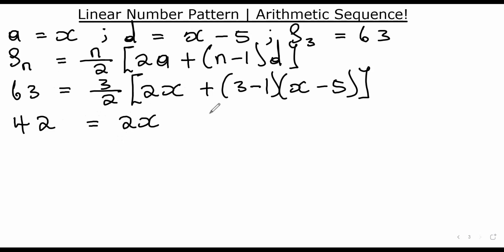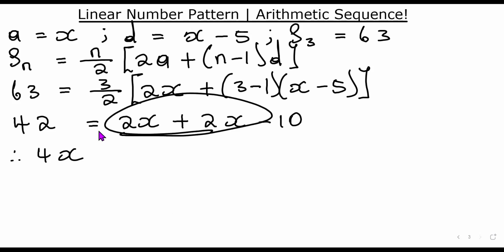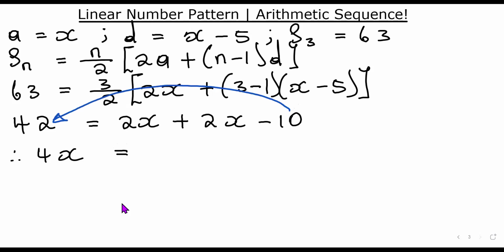Then on the right-hand side, we now have 2x here. 3 minus 1, that is 2. Then now we can distribute the 2. So we get 2x minus 10. Then we collect the like terms. So on the right-hand side, I have 4x, but I choose to write it on the left. I take this 10 to the left-hand side, it becomes positive. So now I have 52 on the left-hand side, but of course I choose to write it on the right. And now I say, well, 52 divided by 4, I get a solid 13.